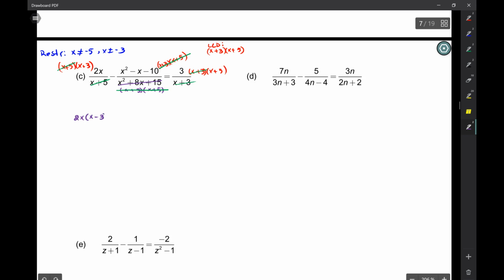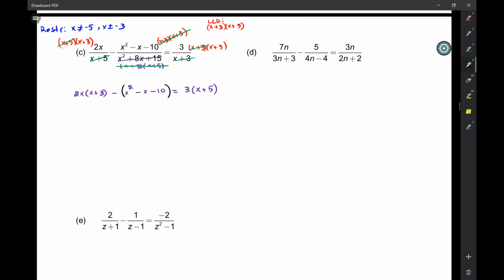2x, x minus 3. Oops, plus 3. Minus x squared minus x minus 10 equals 3 times x plus 5. I intentionally left a mistake in there. Where's my mistake? You need parentheses around that one, okay? I'm envisioning what I see when I'm grading the chapter 8 tests year after year after year. And that's one thing I always see.